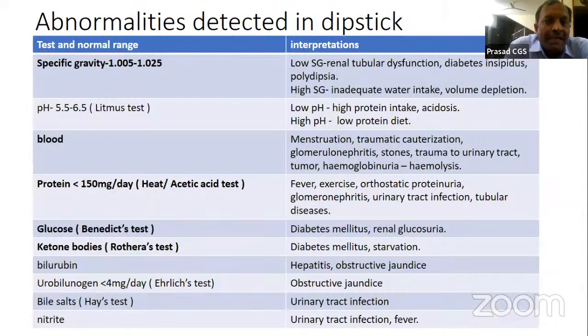Now coming to the abnormalities detected on the dipstick test, the commonly done tests include the specific gravity test. The normal specific gravity is 1.005 to 1.025, and pH is 5.5 to 6.5. Usually proteins are not excreted, and even if present, it is less than 150 milligram per day. The test done is the heat or acetic acid test. Glucose is tested by Benedict's test. For ketone bodies we use Rothera's test, and for bile salts the Hay's test.